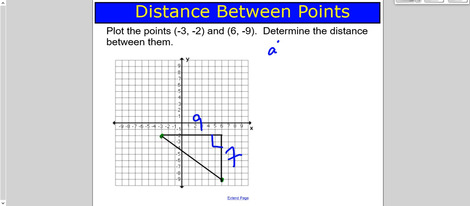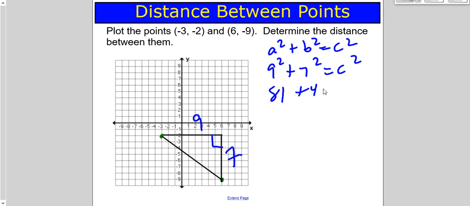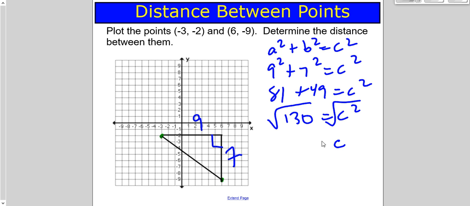And then I'm going to use the Pythagorean theorem again. And I get 9 squared plus 7 squared equals c squared. 81 plus 49 equals c squared. 81 plus 49 is 130. Take the square root. And the square root of 130 is 11.4. So here's my distance. Between here and here is 11.4.